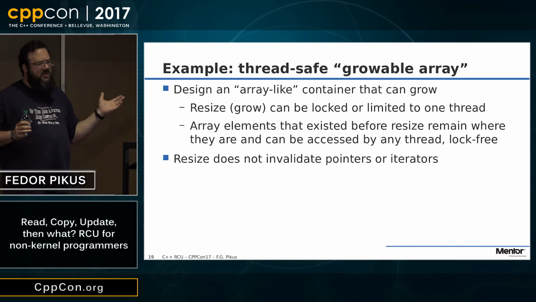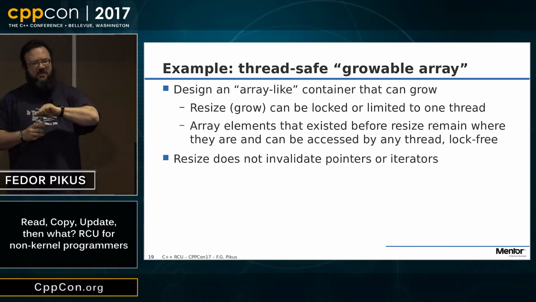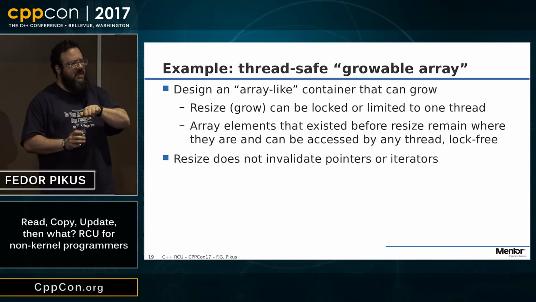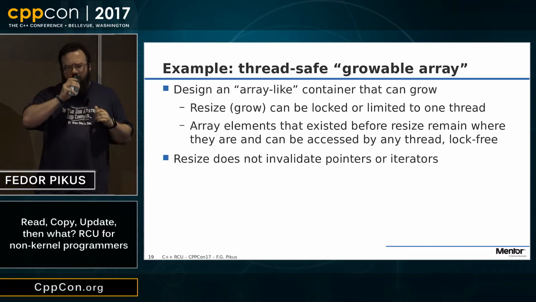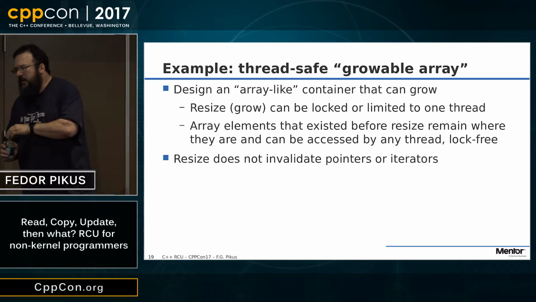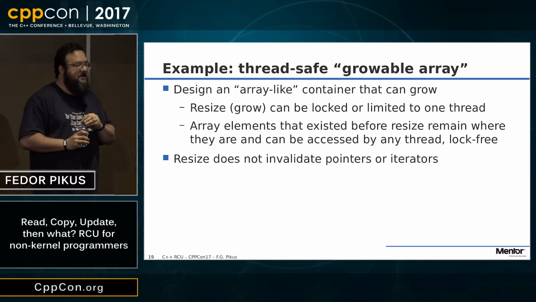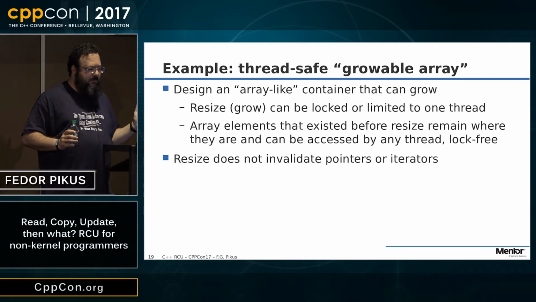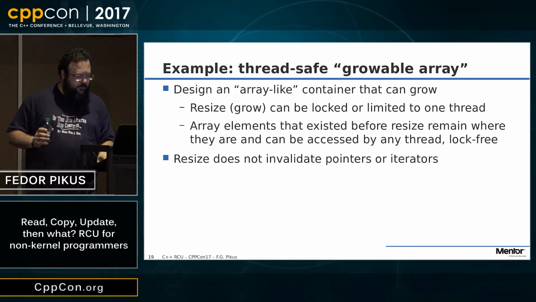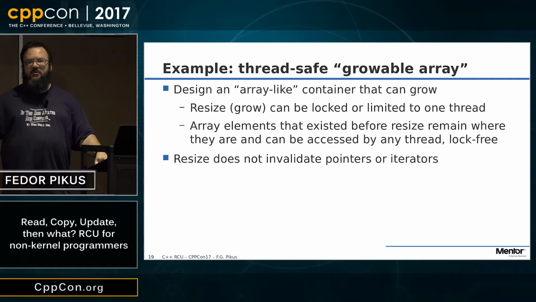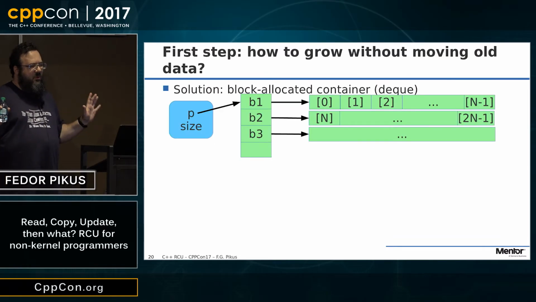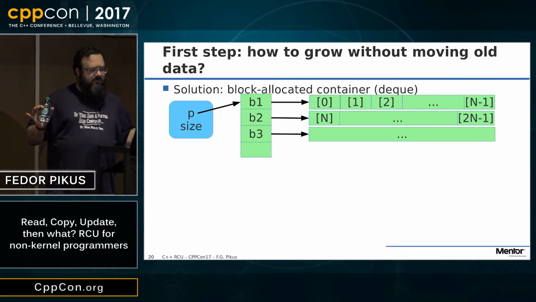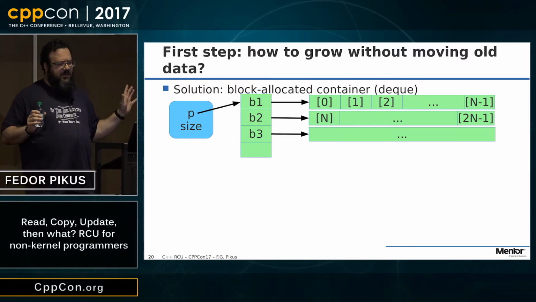I also don't want to invalidate pointers or iterators, which is not directly the same as saying I don't want to log the square brackets, but it's related. So how do you make a growable container that doesn't invalidate pointers or iterators? Well, everybody knows the basics, right? On one thread first, just without threads. It's a block allocated container. It's like a deque.